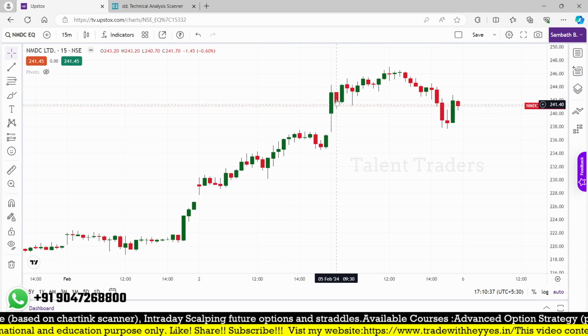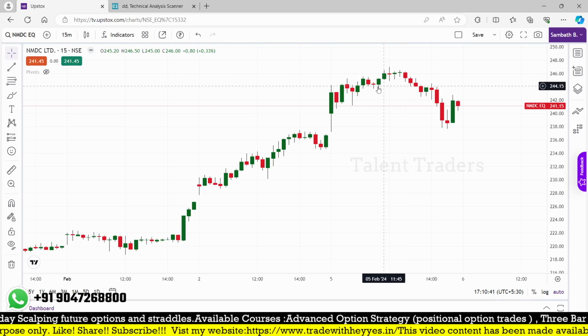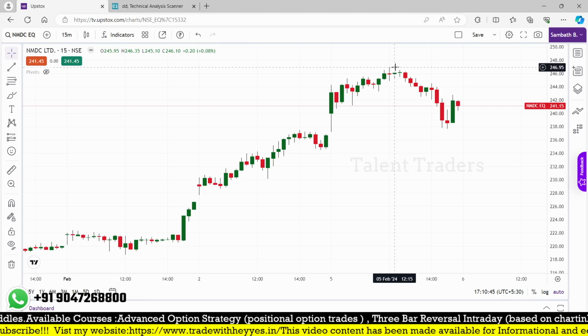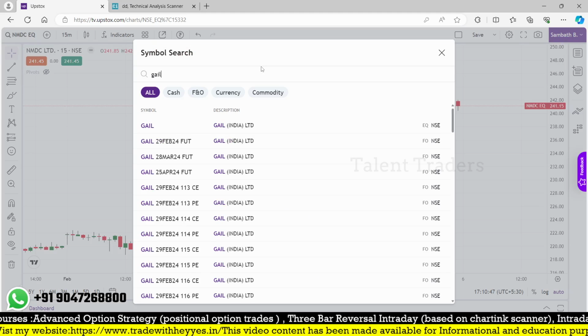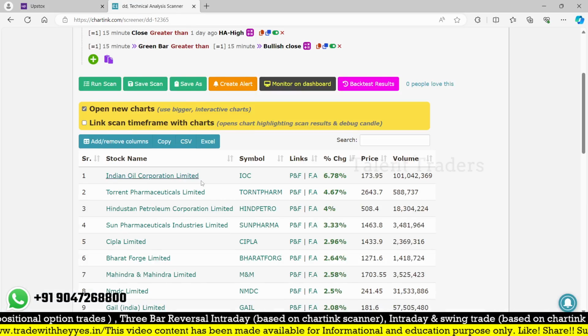This one is a big candle, but it gave the breakout, and then it moved to 246, and the high is around 244, 3 rupees nearby it moves. And Gale is one more on the list. So this is giving you such a good move. So I hope you understood the concept.